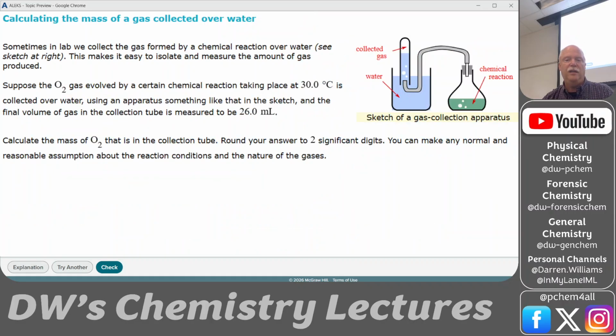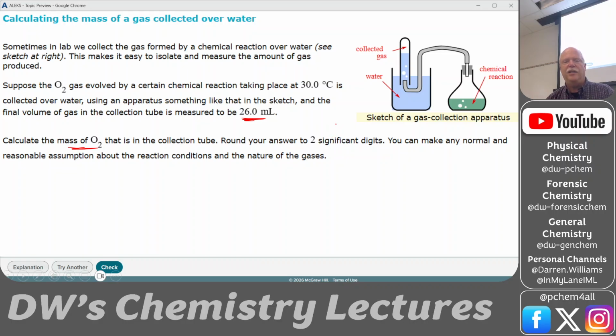Yeah, that's great. Okay, let's do that mass calculation with correction for the vapor pressure of water. So it says, sometimes in lab we collect the gas formed by a chemical reaction over water. See the sketch at the right. This makes it easy to isolate and measure the amount of gas produced. So suppose the O2 gas evolved by a certain chemical reaction taking place at 30 C is collected over water with this apparatus in the sketch. And then the final volume of gas in the tube is 26 milliliters. Calculate the mass of O2 that was in the collection tube and round your answer to 2 sig figs.